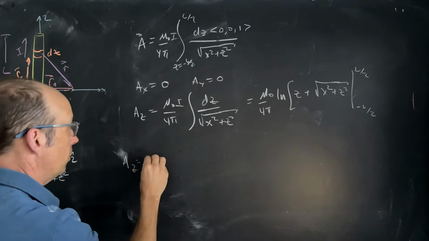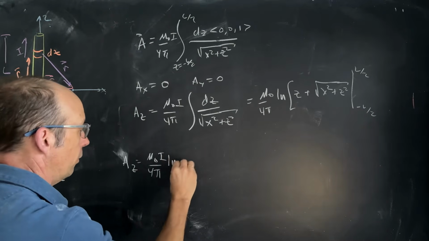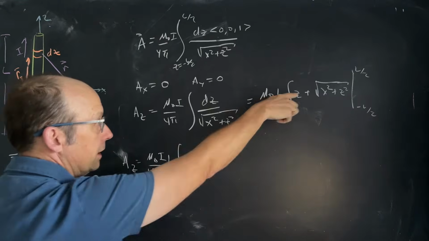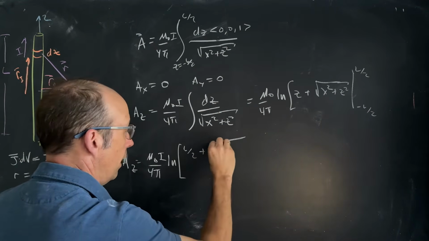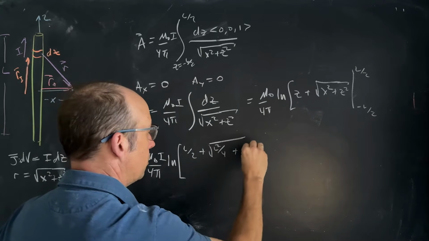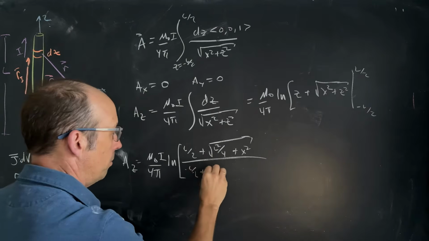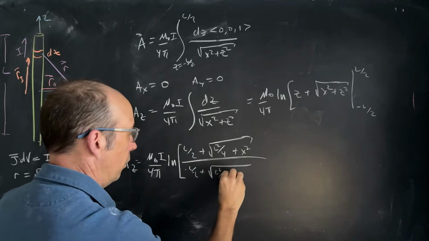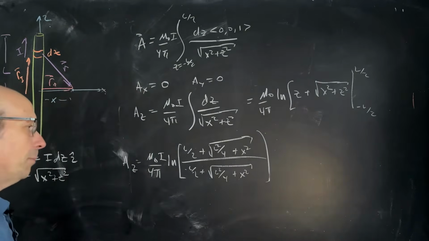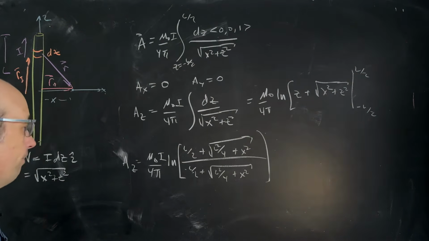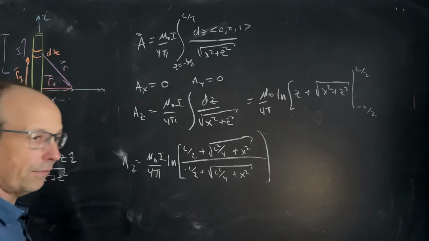So here I have Az is going to be equal to mu naught I over 4 pi natural log of z. I'm going to get L over 2 plus the square root of L squared over 4 plus x squared. I switched the order, over negative L over 2 plus the square root of L squared over 4 plus x squared. Now, is that simplifiable? Maybe, but let's just leave it like that.